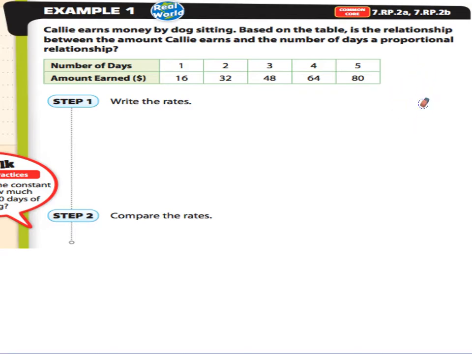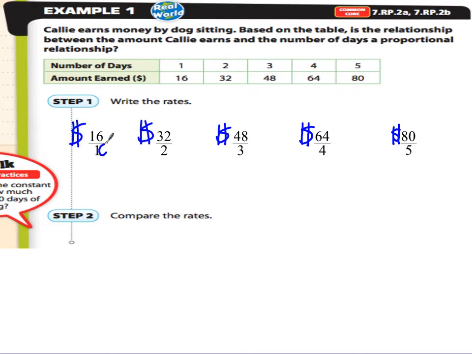All right, so again, let me get my magic eraser out here. So my first rate would be 16 over 1, so $16 for 1 day. And my next rate would be $32 for 2 days, $48 for 3 days, $64 for 4 days, and $80 for 5 days. And again, I would need my labels. And then now we are going to compare these rates.